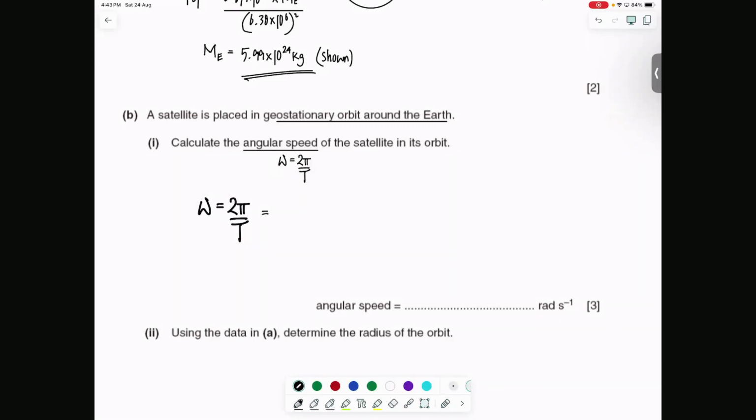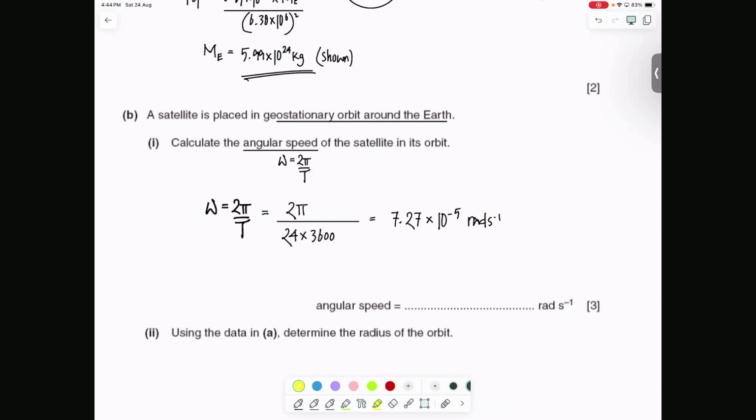They said for this satellite, so 2 pi divided by time period. What should the time period be for the satellite? 24 hours, right? So 24 times 3600. Surprising, it's 3 marks. It's something to the power minus 5: 7.27 times 10 to the power minus 5. What's the unit? Radian per second, which they have also provided. Otherwise, it's 3 marks. I think the equation has a mark here.